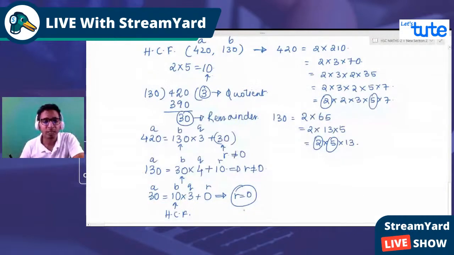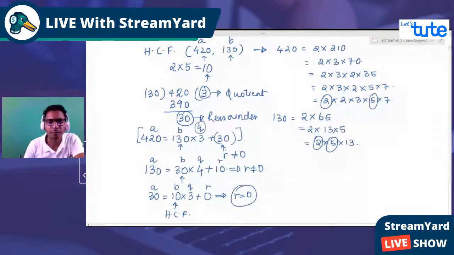So this is how we find the highest common factor, correct? I repeat, whenever you are given two numbers, here 420 and 130, and you are asked to find the HCF using Euclid's lemma, you first convert that into this form, basically finding Q and R. You can find that by regular division, and you write it in the form of dividend equals divisor multiplied by quotient plus remainder.